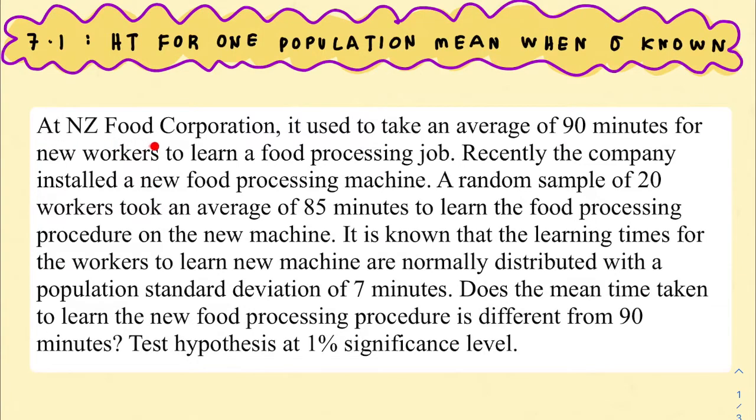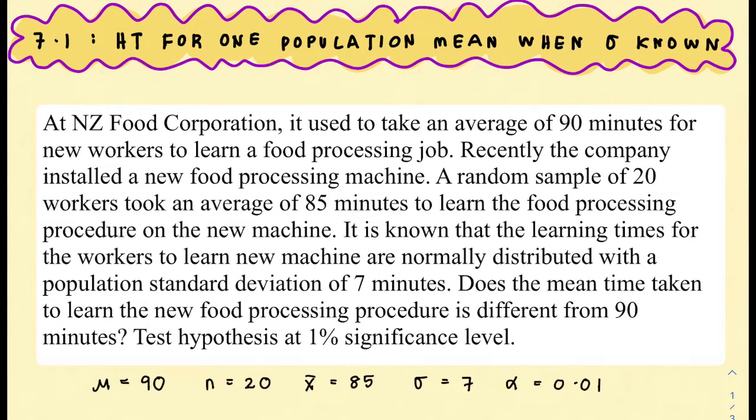Question: at NZ Food Corporation, it used to take an average of 90 minutes for new workers to learn a food processing job. Recently, the company installed a new food processing machine. A random sample of 20 workers took an average of 85 minutes to learn the food processing procedure. It is known that the learning times for the workers to learn the new machine are normally distributed with the population standard deviation of 7 minutes. Thus, is the mean time taken to learn the new food processing procedure different from 90 minutes? Test the hypothesis at 1% significance level.